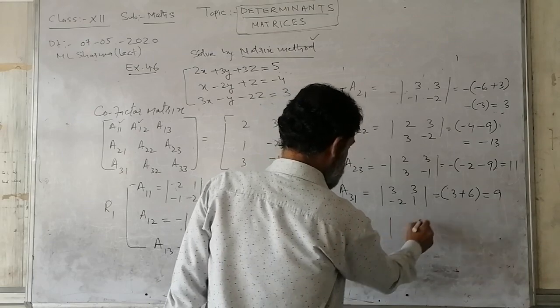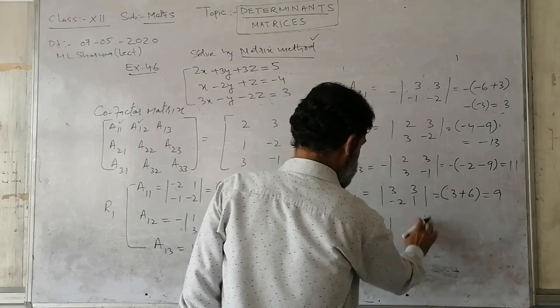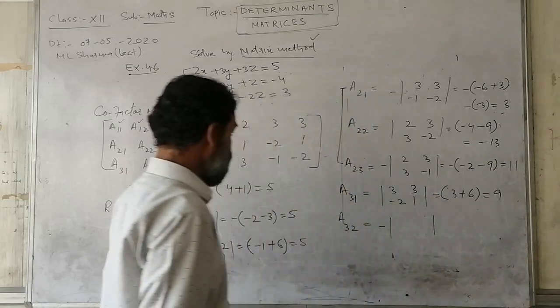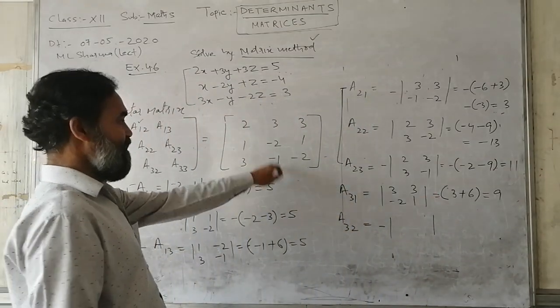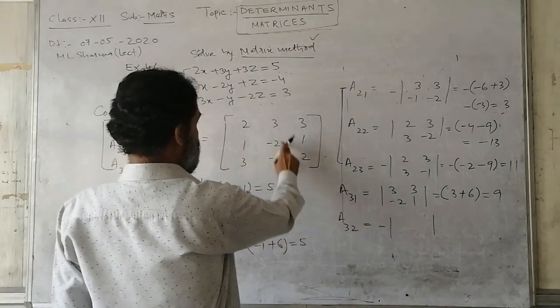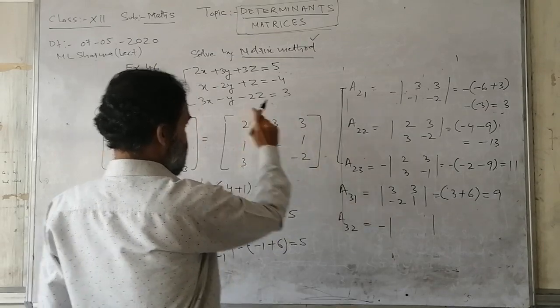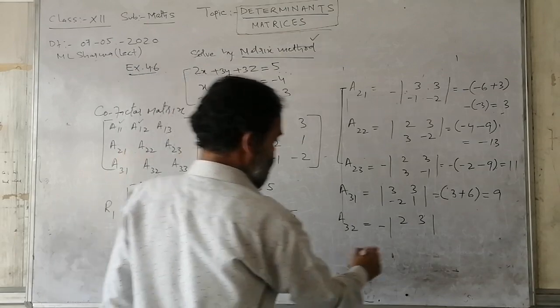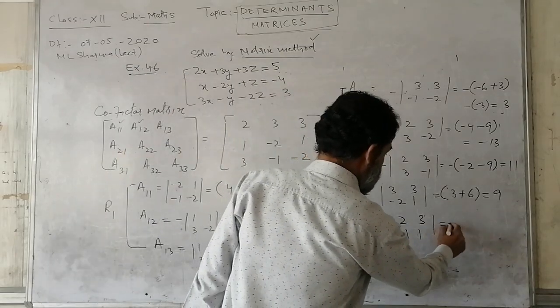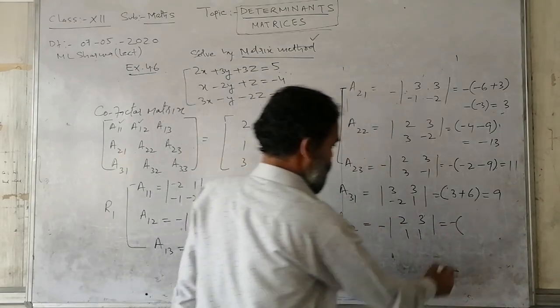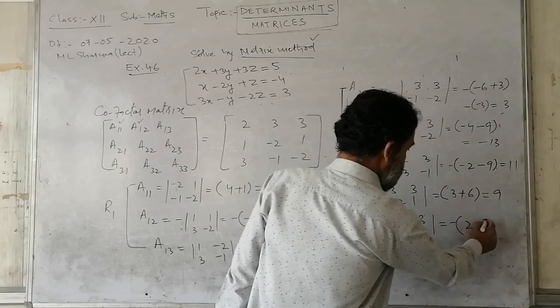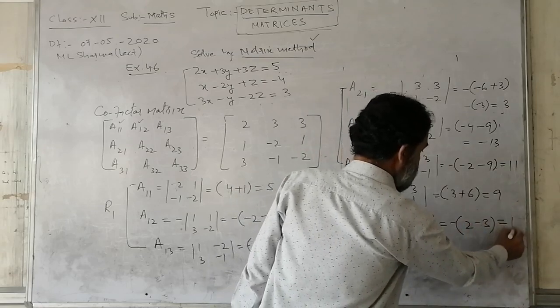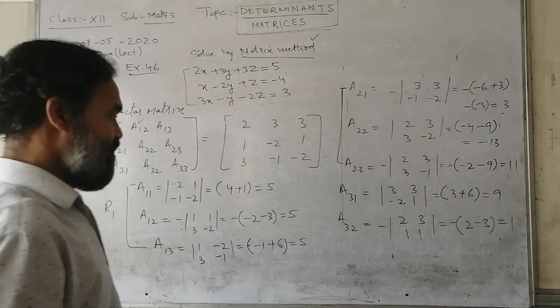Then A32, this will be minus. A32 is this element, this row and this column to be deleted. So I am left with 2, 3, 1, 1. This will be minus, 2 minus 3, and this will be plus 1.